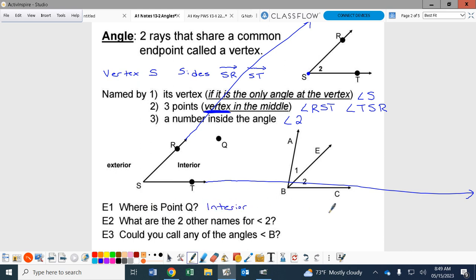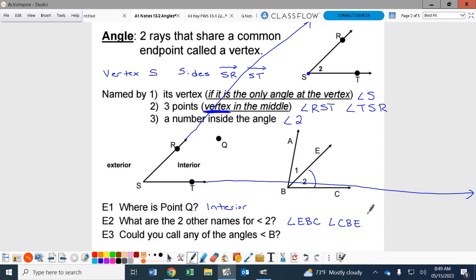It says, then it wants you to name, what are the 2 other names for angle 2? Ooh, I need a name for angle 2. Guys, here's the angle right here. What would you call that angle? E, B, C. That's one name. Give me another one. Good, CBE.